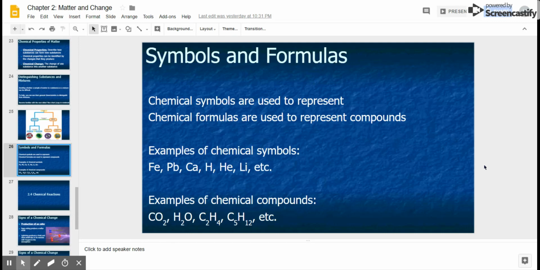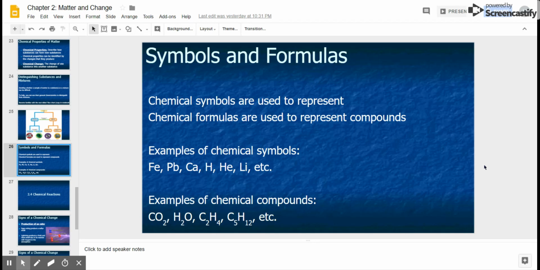All right, so symbols and formulas. So now we're jumping into the nuts and bolts of this course. Typically, you're going to be seeing a lot of chemical symbols and chemical formulas. So let's dive right into it. So chemical symbols are used to represent elements. I forgot elements in my PowerPoint. I apologize, but chemical symbols are used to represent elements, whereas chemical formulas are composed of chemical symbols. They're used to represent compounds.